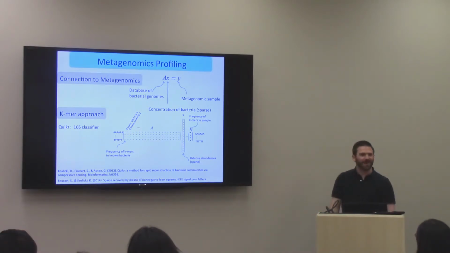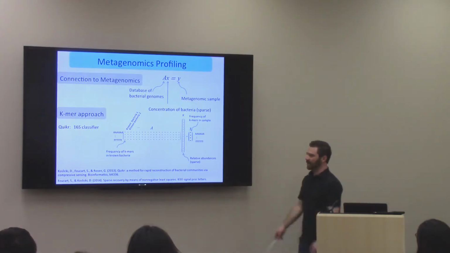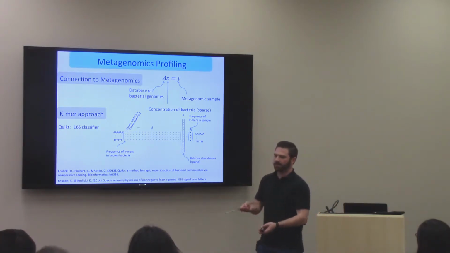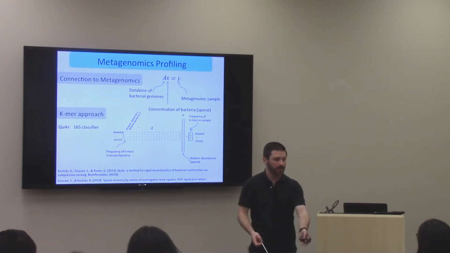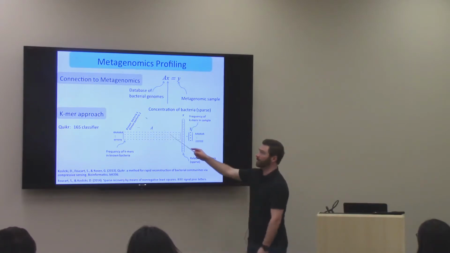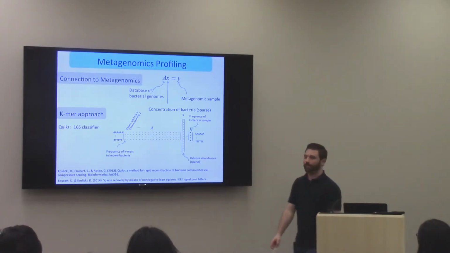No time to show you results about this, but it works. In instances where your community is very well studied, for instance human associated, so you're not missing any columns here, it does a really good job.